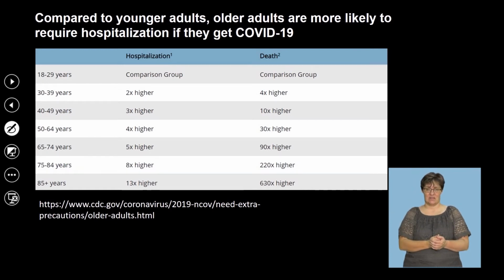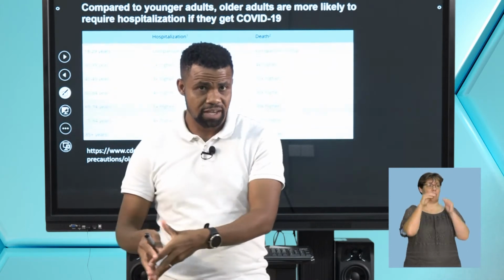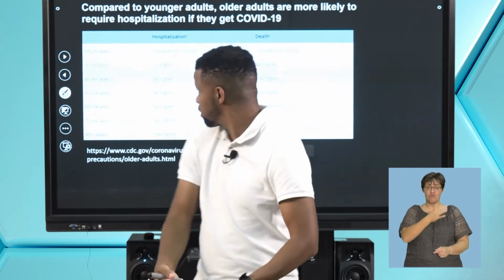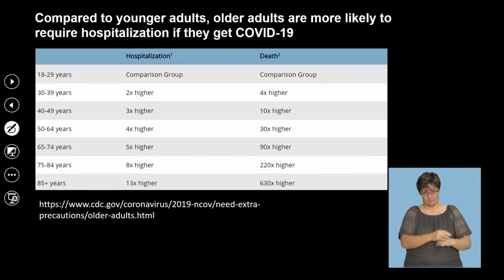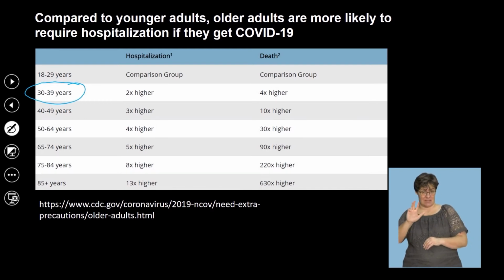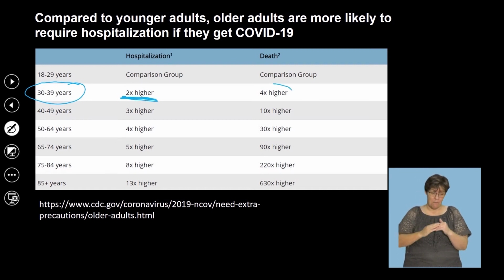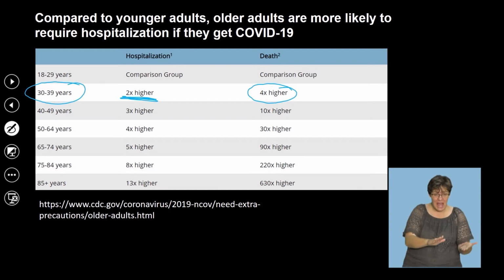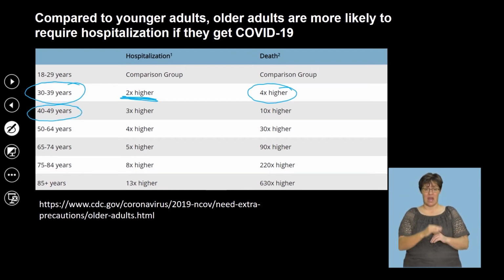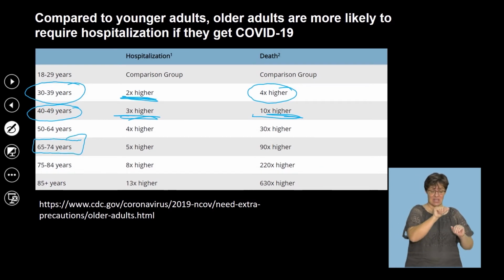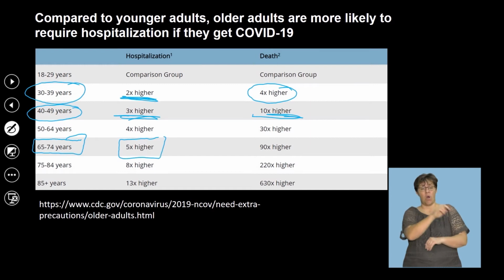What it means is, it doesn't mean because you're young, you cannot be hospitalized. It implies the risk is lower, but you can be. So let's look at this. For example, at the age of 30 to 39, hospitalization is 2 times higher, death 4 times higher. At the age of 40 to 49, it is 3 times higher, but death 10 times higher. Between the age of 65 to 74, hospitalization is 5 times higher and death 90 times higher, if we compare.